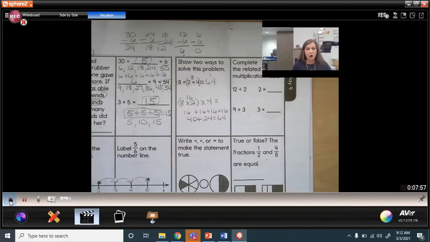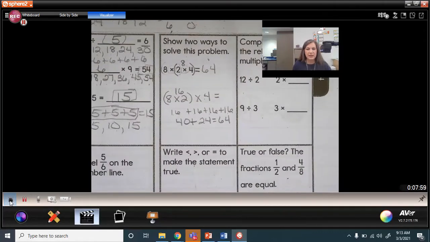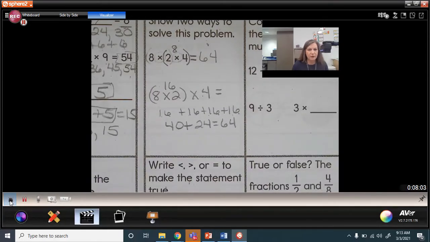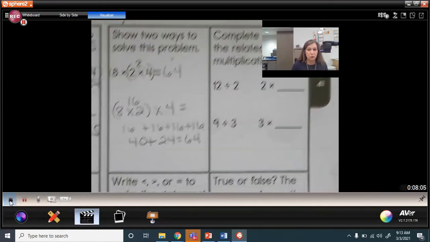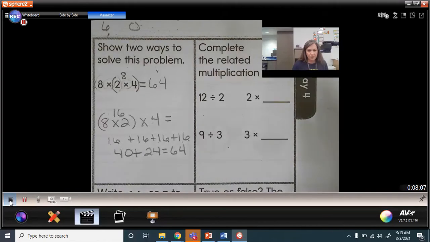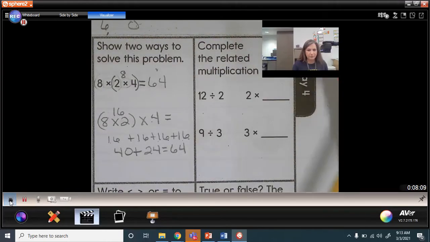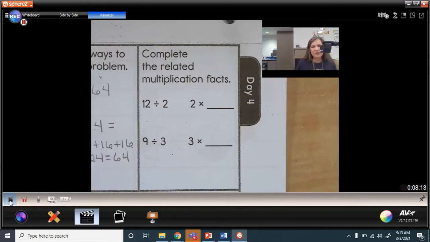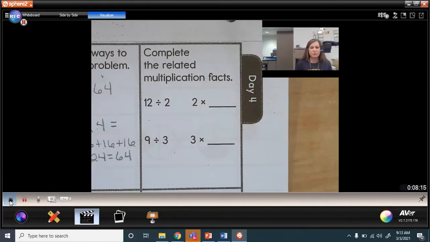So I wanted to model that for you so that you can see what that looks like when you are taking that apart as groups of groups. Okay? So let's take a look at our next problem. Our next problem is asking us to use our division to help us finish the related multiplication fact.